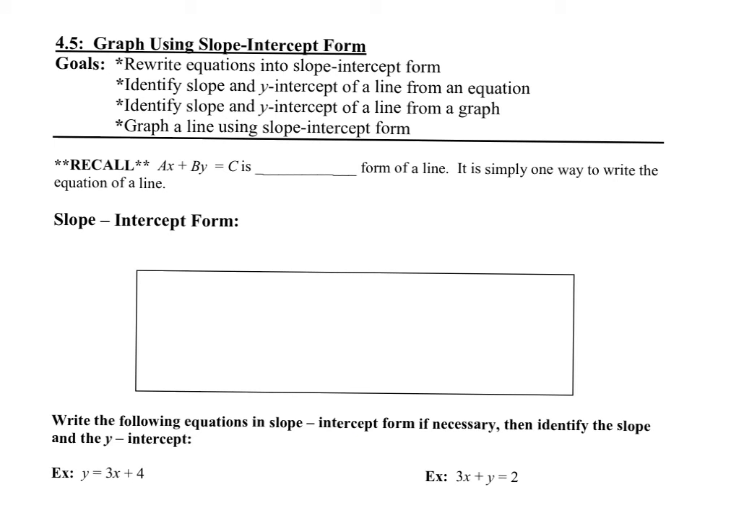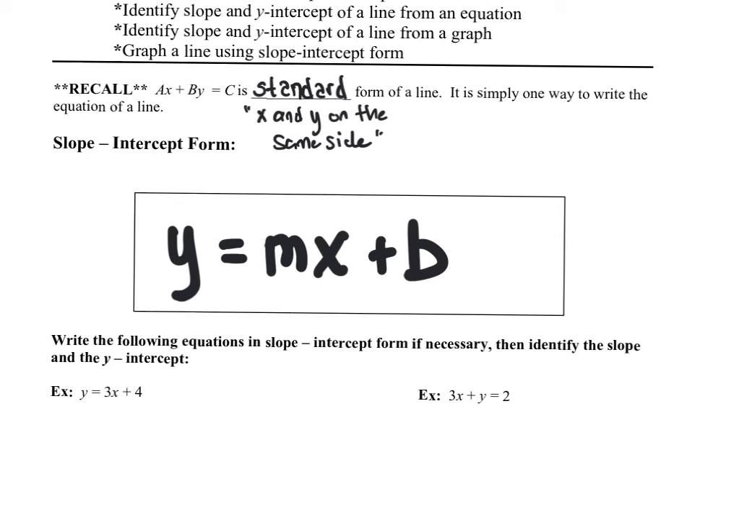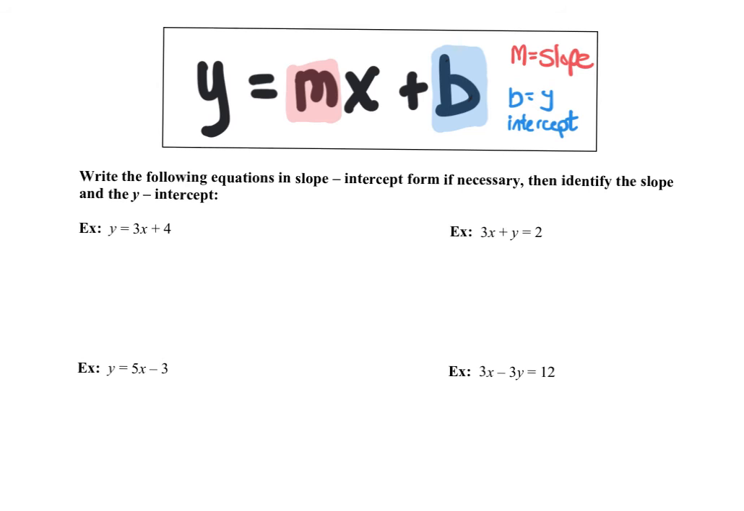So if you remember from earlier in the year, ax plus by equals c is known as standard form. This means x and y on the same side. Slope-intercept is when y is by itself. y equals mx plus b, where m is the slope and b is equal to the y-intercept. The reason why this is important is because now I can look at any equation in y equals form and automatically know the slope and the y-intercept.